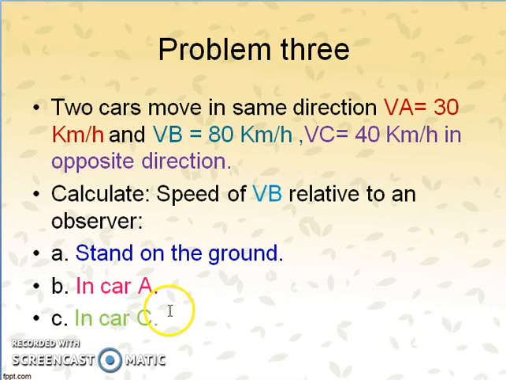And we have 3 conditions. Number 1, the observer will stand on the ground. Number 2, the observer is in car A, and then the observer will be in car C. Okay, so let's think about what we said in the previous video.